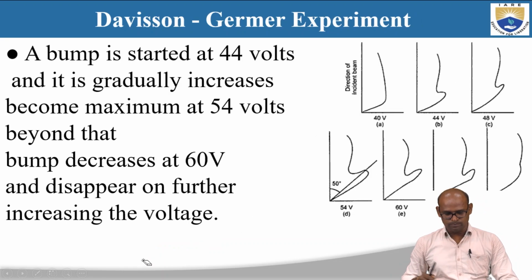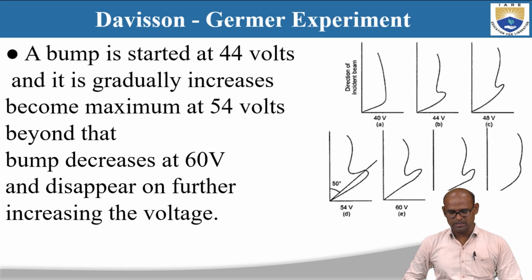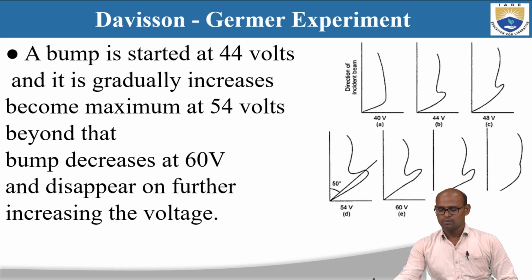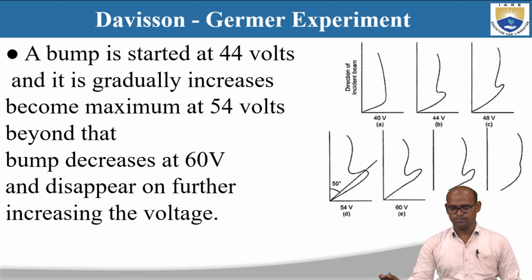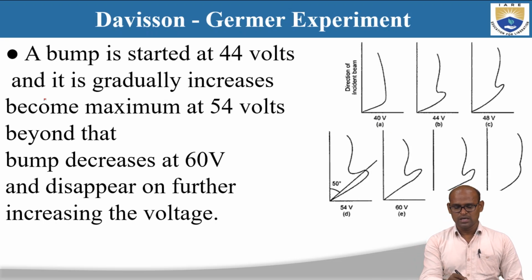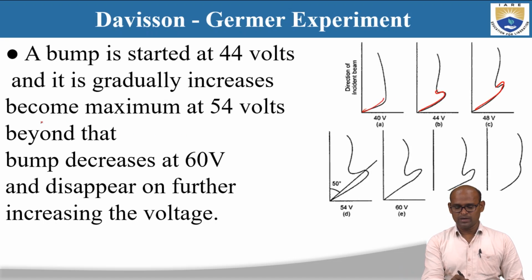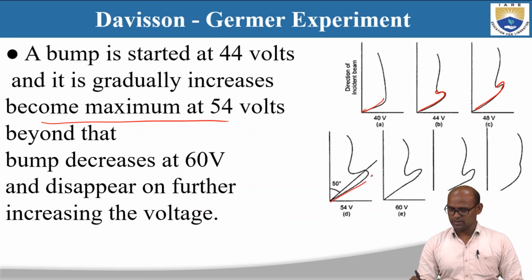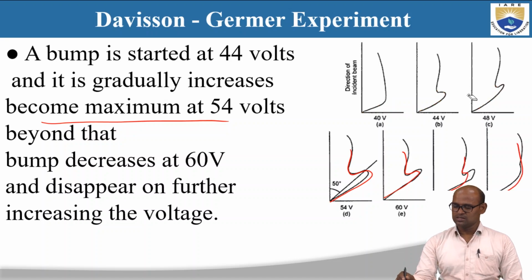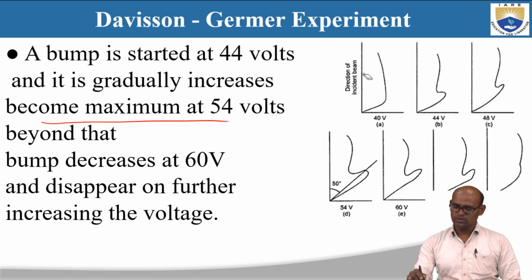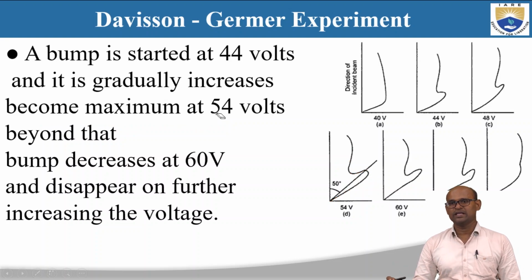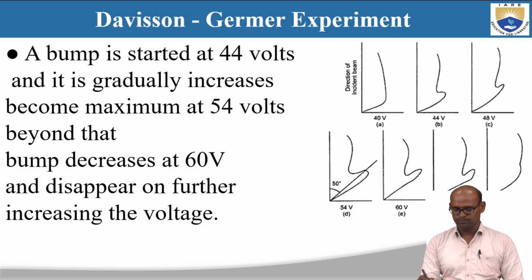Now, to understand why we have a maximum at 50 degrees, they changed the voltage. By changing the voltage, they found that a bump started occurring at 44 volts and it gradually increases. This bump becomes maximum at 54 volts. As we increase further, this bump slowly started disappearing and it completely disappeared around 68 volts. So by changing the voltage, they found that this maximum at 50 degrees occurs at a voltage of 54 volts.